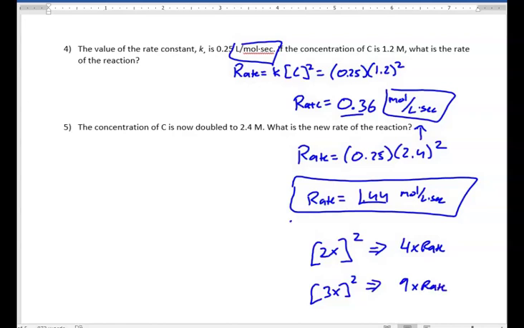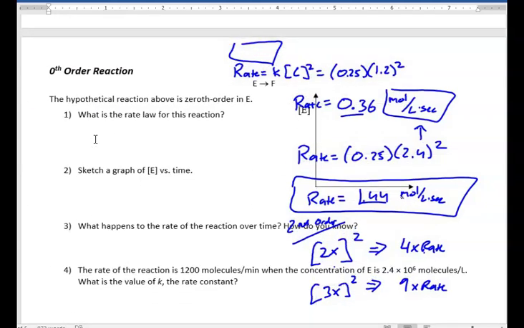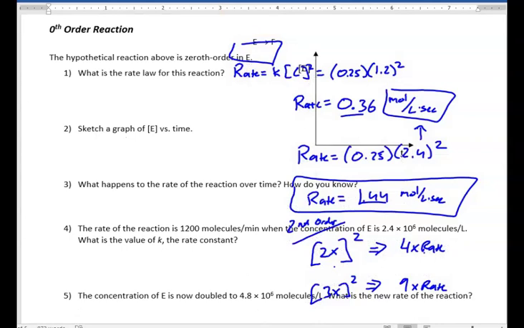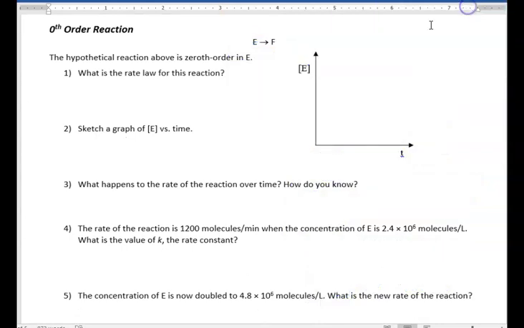Okay. So this is second order reactions. In first order, if you double the concentration, you would double the rate. If you tripled it, you would triple the rate. But second order, because of that exponent, you're going to square it instead. Okay, those are the 2 most common types, second and first order. Now we'll look at 0th order.